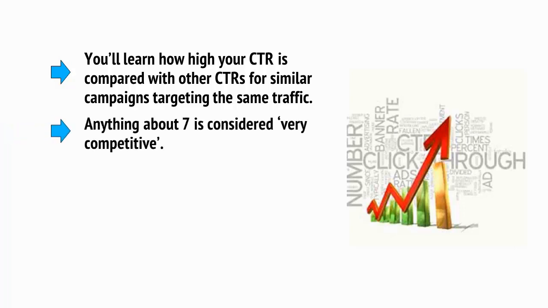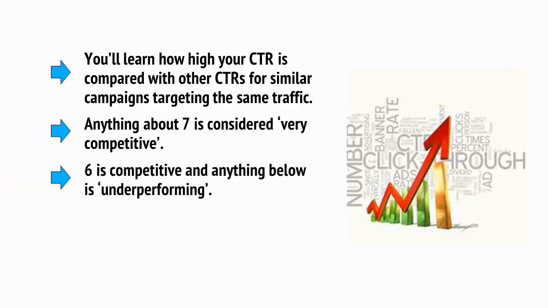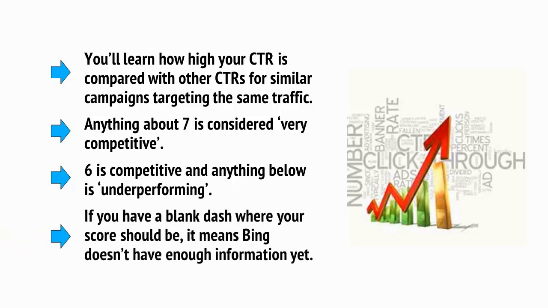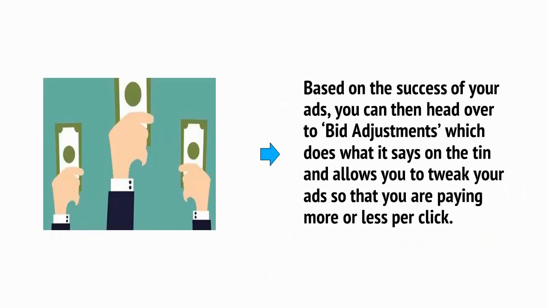Anything above 7 is considered very competitive. 6 is competitive, and anything below is underperforming. If you have a blank dash where your score should be, it means Bing doesn't have enough information yet. Based on the success of your ads, you can then head over to Bid Adjustments, which does exactly what it says on the tin and allows you to tweak your ads so that you're paying more or less per click.